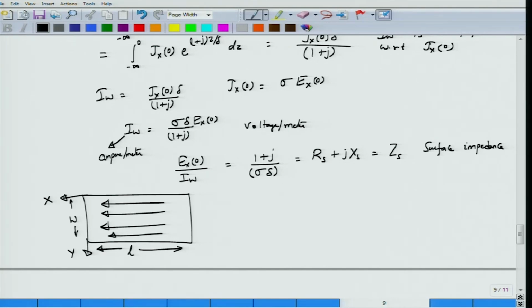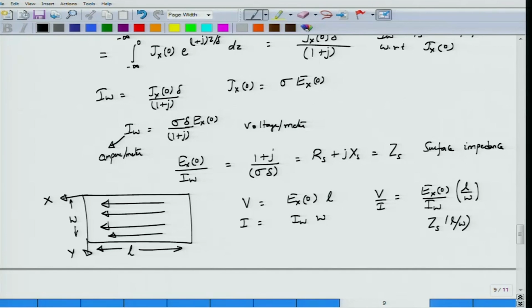What is the voltage that is induced in this length L? Voltage induced will be Ex of 0, because this is at the surface I am considering, times L. What would be the total current I passing through this width W? That would be IW into small w, that is the width here. So current per width into width will be the total current. The ratio of V by I is given by Ex of 0 L divided by IW times W. Now Ex of 0 by IW is something that we have already written down. This is nothing but Zs, and then there is a factor of L by W.